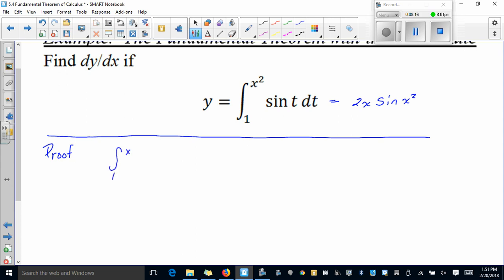So this gives me negative cosine of x squared minus cosine of 1, or negative cosine of x squared plus cosine of 1. Now, this is not on the unit circle, so we're just going to identify the fact that it is some constant. But this is our antiderivative. We could stop there. That's the antiderivative. But we want the derivative of the antiderivative.